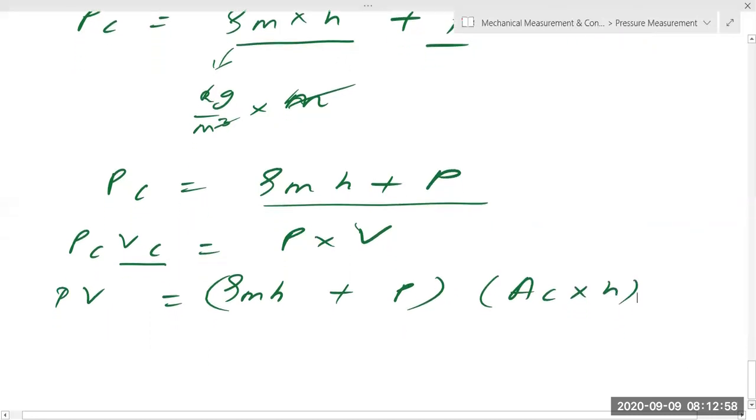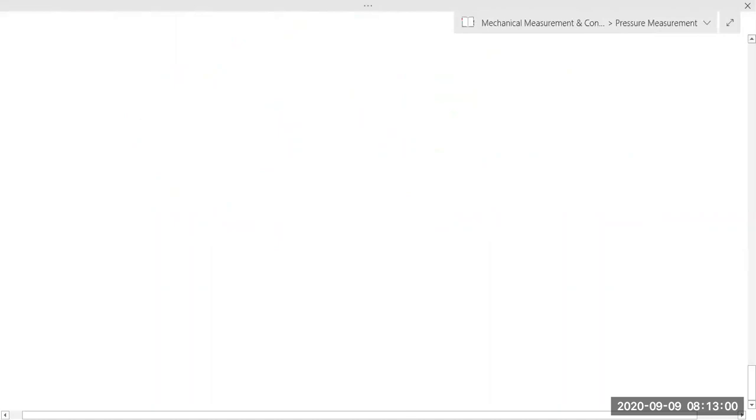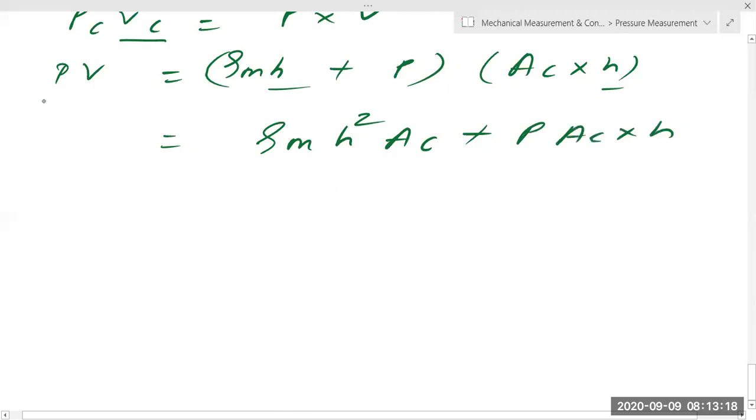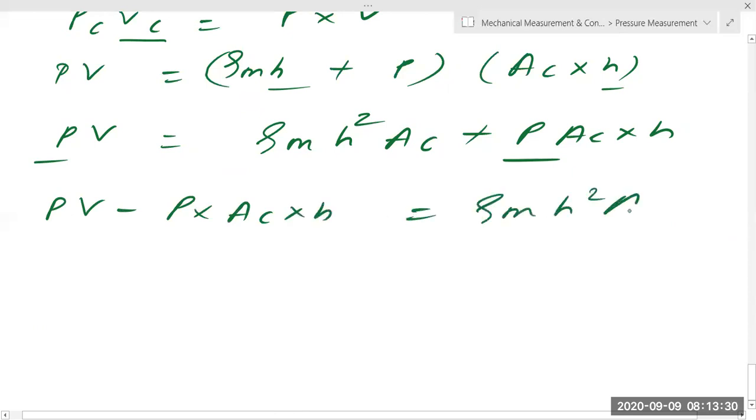So this will be equal to rho m H square AC plus P AC into H, and this will be equal to P into V. Now, since we can see P on both sides, PV minus P into AC into H will be equal to rho m H square AC. Remember AC is nothing but the area of the capillary, the measuring capillary.